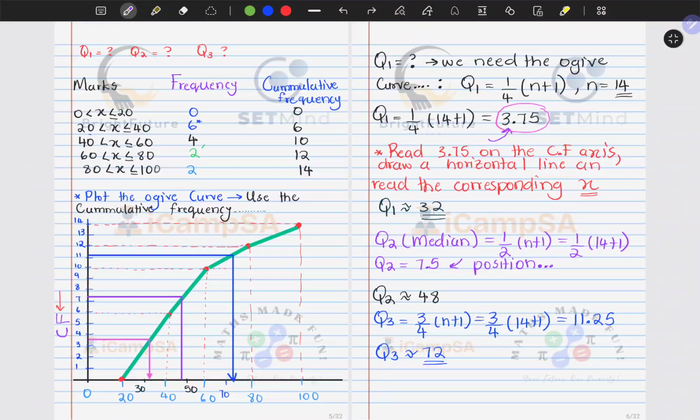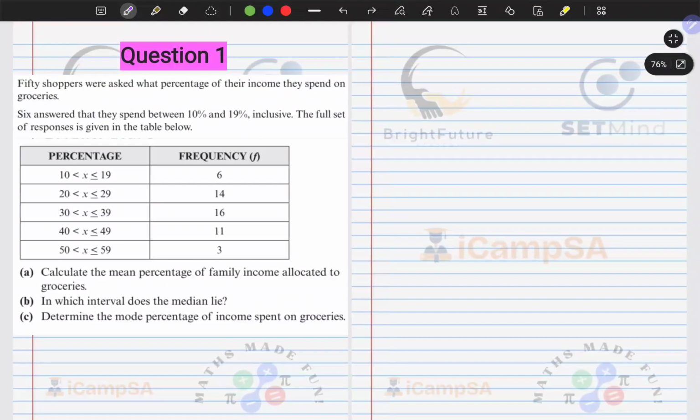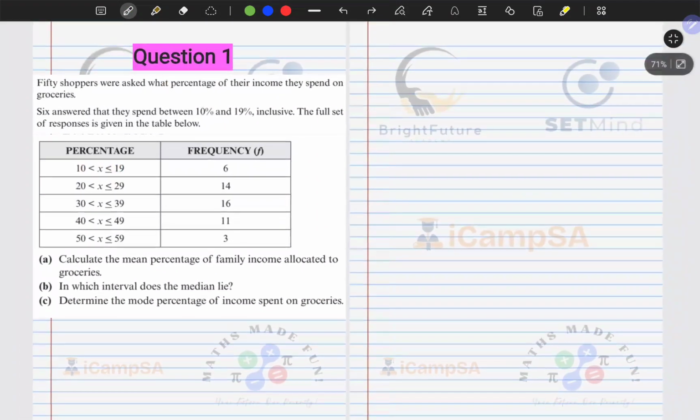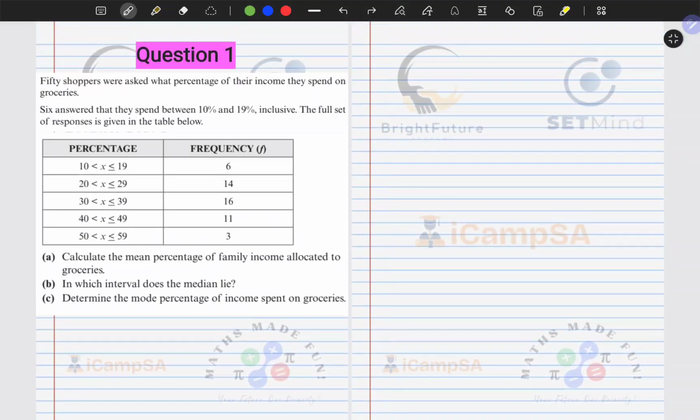So with this in mind, we can go now and have a look at a couple of questions that will help us to understand the concepts even further. So let's take this question as an example. Question 1. So this reads, 50 shoppers were asked what percentage of their income they spend on groceries. 6 answered they spend between 10 and 19% inclusive, and that is summarized as follows. Okay. And then now we are asked for the first question.